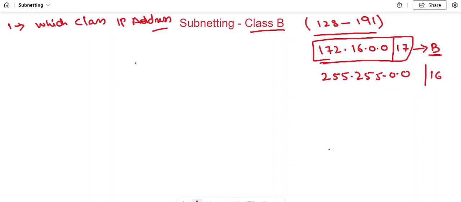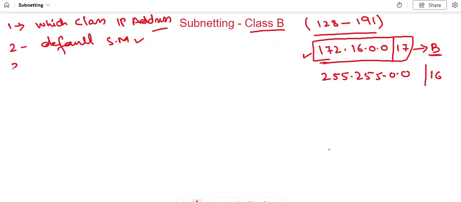The first step, you have to check what is the class of this IP address. If you find the class, you have to know what is the default subnet mask for that class. Okay, right? First step, which class IP address. In the second step, default subnet mask. You have to know the default subnet mask of that specific class. So as we have class B, this is the default subnet mask.